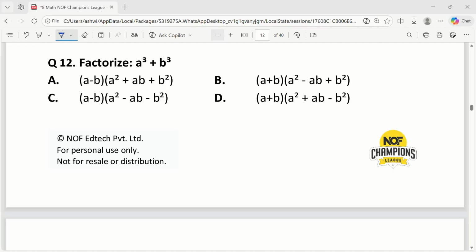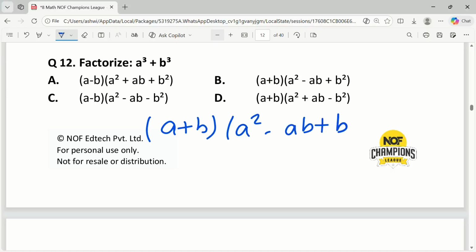Question 12. Factorize a cube plus b cube. The algebraic formula for a cube plus b cube is a plus b, a square minus ab plus b square. That is option B.